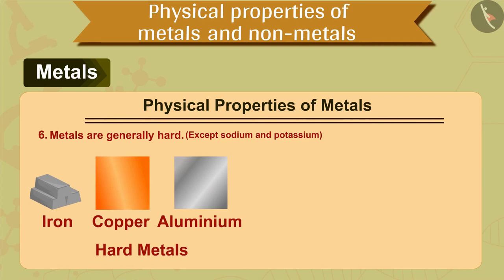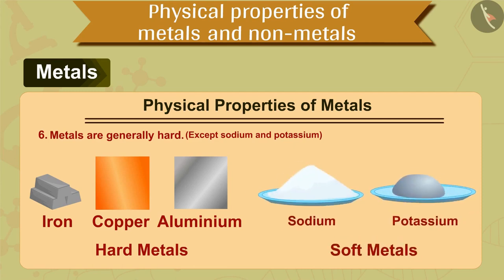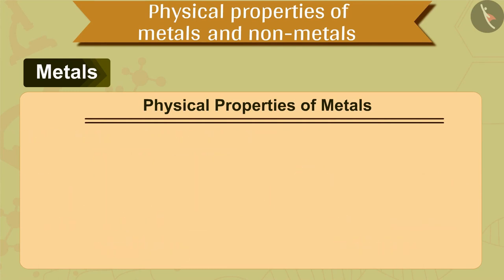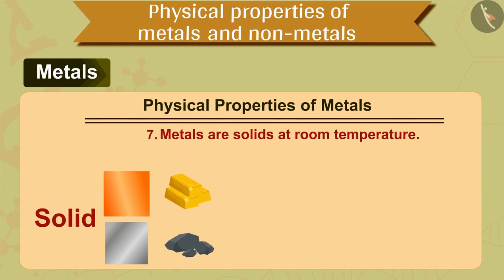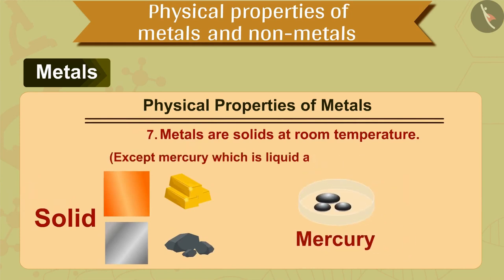Most metals like iron, copper, aluminium are very hard. Although there are certain metals like sodium and potassium that are very soft and they can even be cut with a knife. The next, seventh property of metals is that metals are solids at room temperature, except mercury, which is liquid at room temperature. Most metals are solids at room temperature, and there is only one metal which is liquid at room temperature, which is mercury.